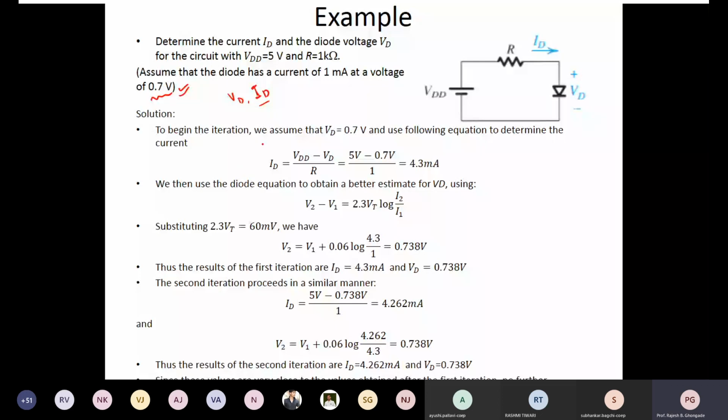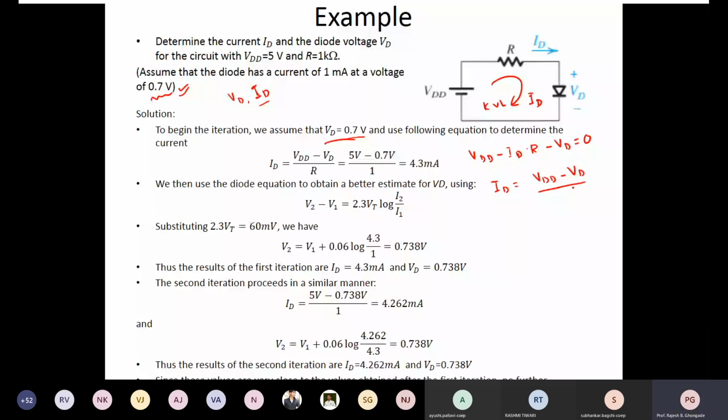It's an iterative process. We assume that Vd is 0.7 volts and use this particular equation. How do I get this equation? For Id, I simply use the KVL. Okay, this is your Id. If I put it down in terms of an equation, how does it look? It is VDD minus Id into R minus Vd equal to 0. From this I can derive this equation: Id is VDD minus Vd divided by R. This is the equation which I have arrived at using KVL.